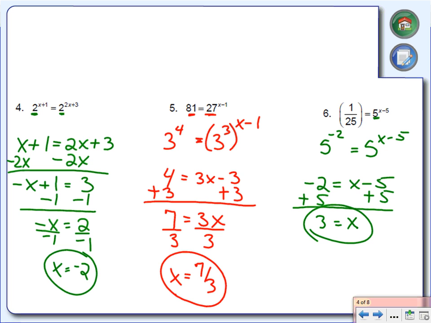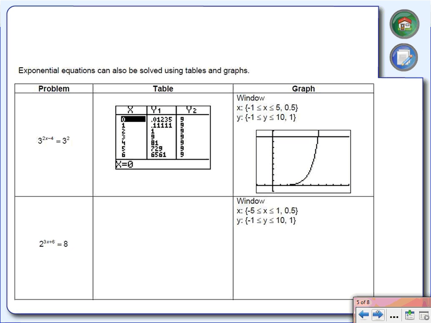So again, it's really not that difficult. The trickiest part is making sure that we have the same basis. And this is the part that probably is going to give you the most trouble. However, there is some good news. If you get stuck, can we use the calculators to help us out? Yes, you can. Let me show you how that's going to work.